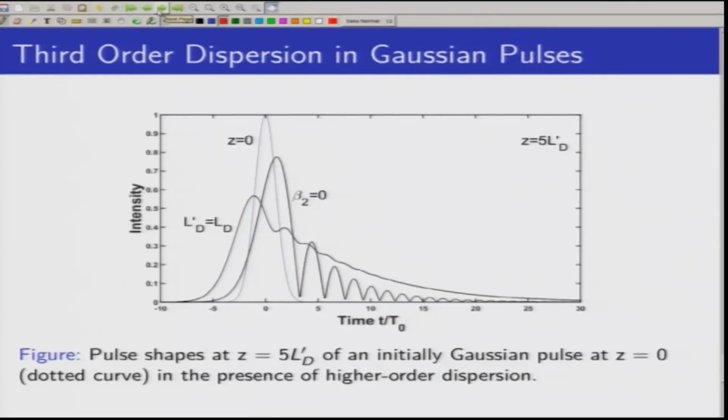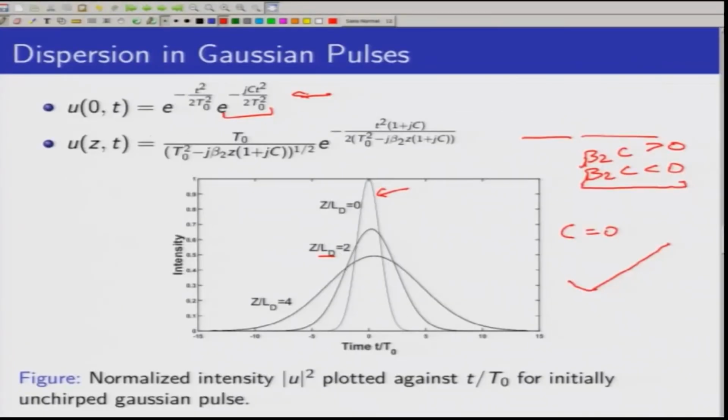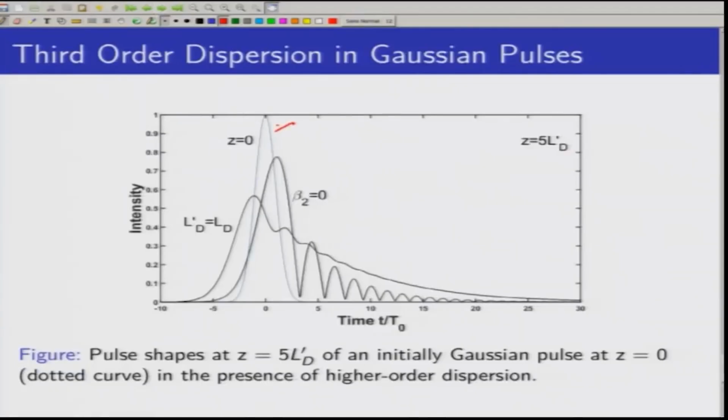Previously we saw the equation for the Gaussian pulses was this. Again, we will take the chirp parameter to be 0. So, the incident Gaussian pulse looks like this, and for the case when the second order dispersion is equal to 0, we will see that the pulse not only loses its shape, it becomes asymmetric as it propagates, and it also starts oscillating at the edges.